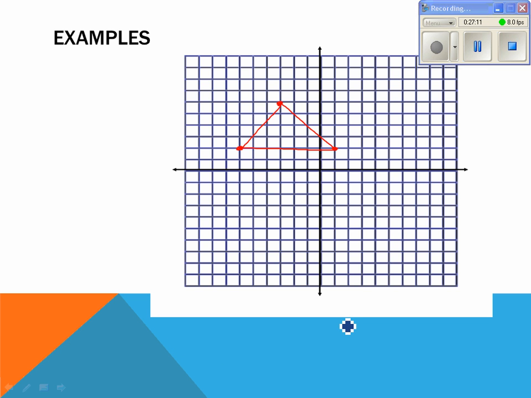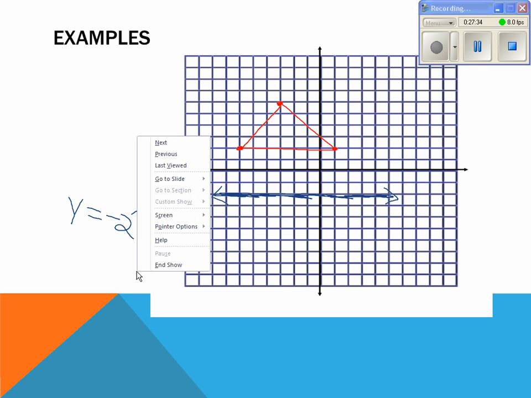Let's reflect it over that line. What line is that? Anybody give me the name of that line right there? It's horizontal, so what's it gonna be? Y equals -2, very good. So we want to reflect it over that line.